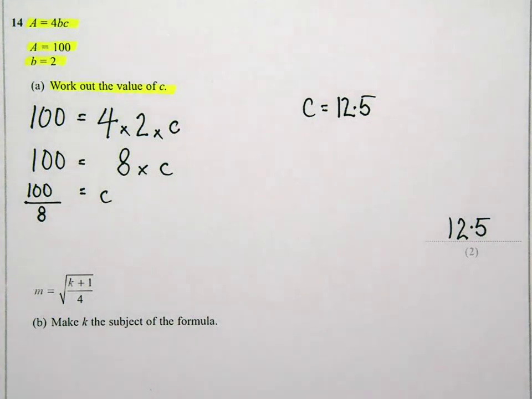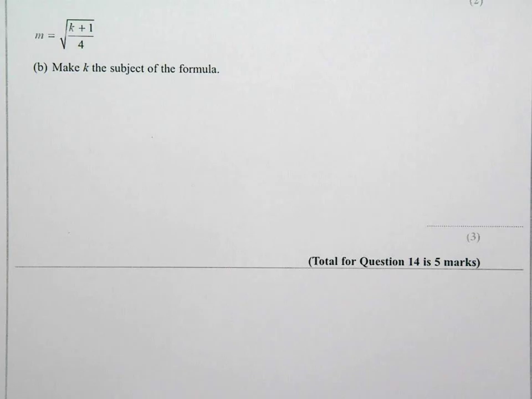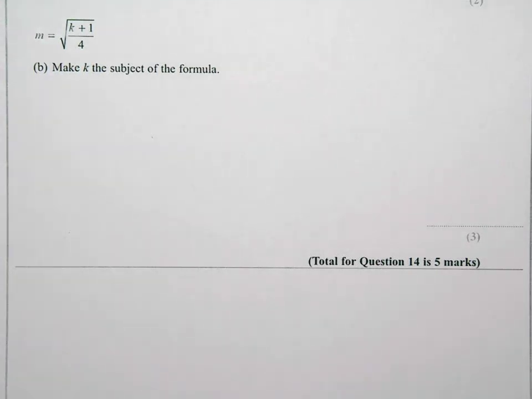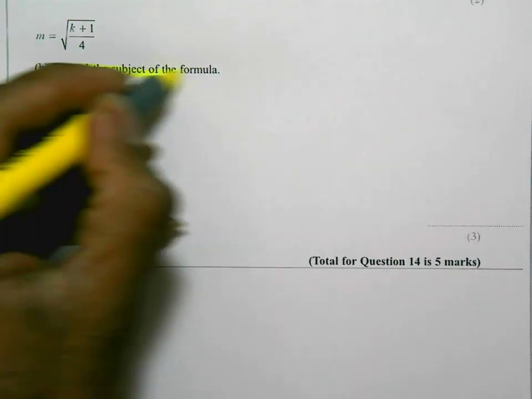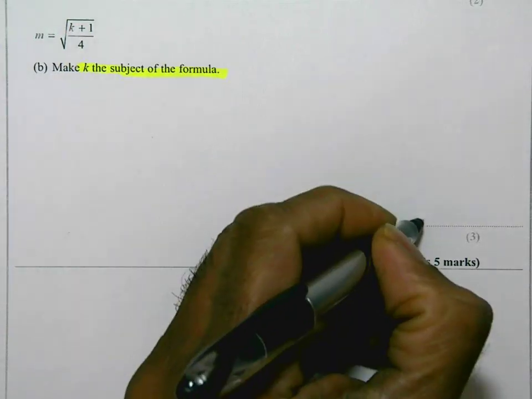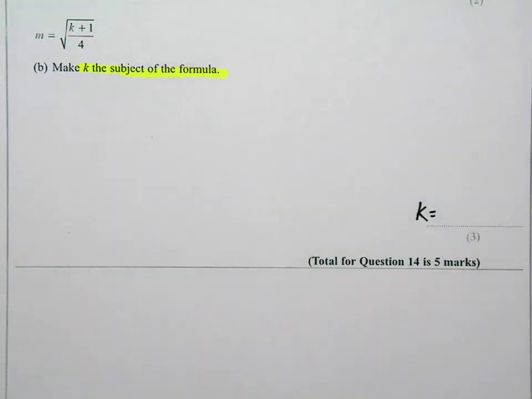Going on to part B, let me just move the paper up. Looking at part B, there are several different ways of doing this, as with most questions. However, first of all, it says make K the subject of the formula. So it wants me to rearrange this so that over here, in the answer space, I'm going to write K is equal to. So I need to rearrange it so that K is on its own.